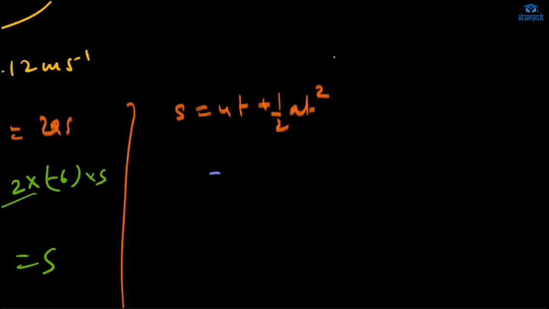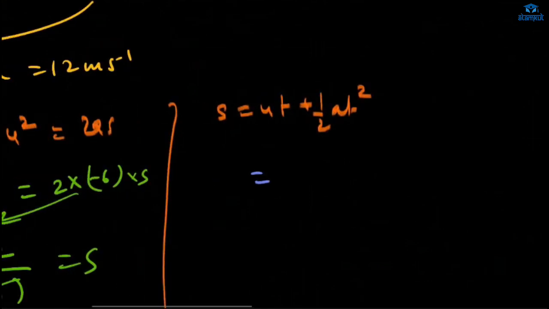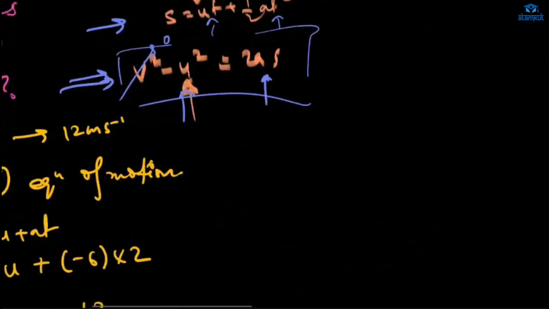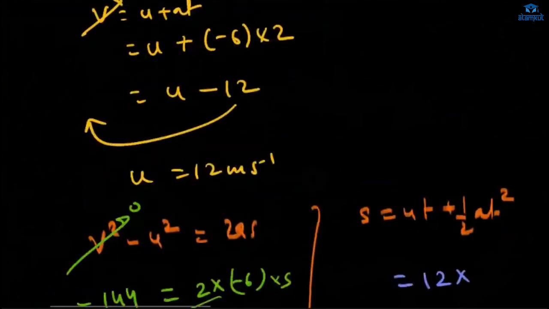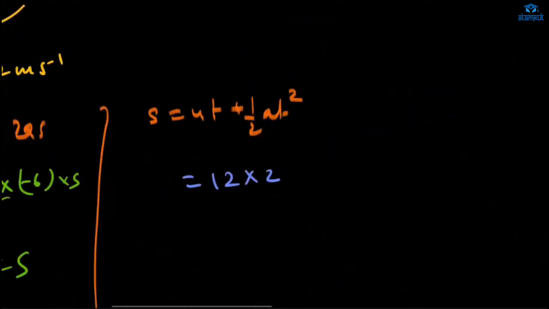s is equal to ut plus half at square. u is 12 and t is what? I think it's 2 or something. 2. Yes, 2. So it's 2 plus half. Acceleration was -6, so -6, and t was 2.